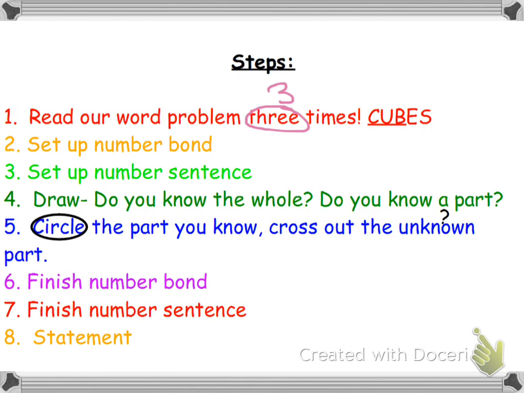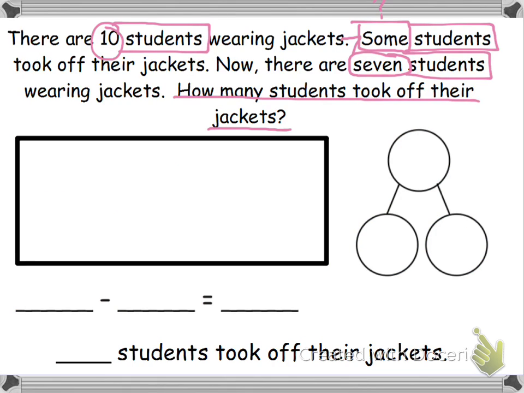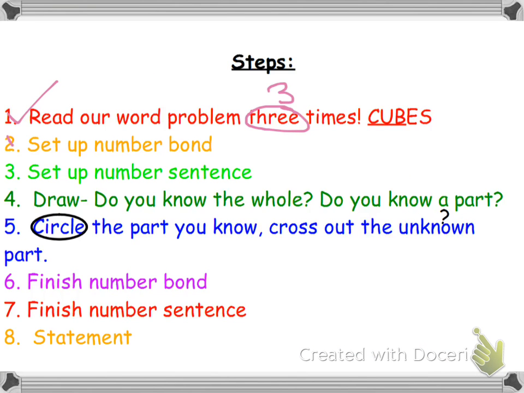So we did step number 1. We read and we did cubes. Step number 2, set up our number bond. So does the word problem tell us the whole? Yes, it does. It tells us there are 10 students wearing jackets. So I'm going to put a little W by the 10. And you know Ms. Perkins will forget, so I'm going to put the 10 in our number bond. And I'm going to label it with an S for 10 students. So now we did the whole for our number bond.